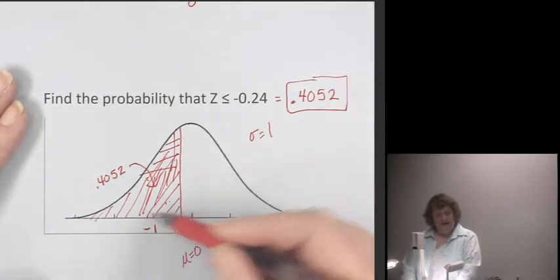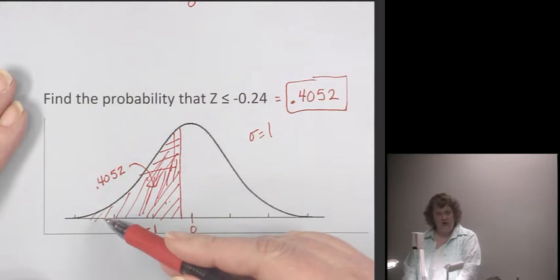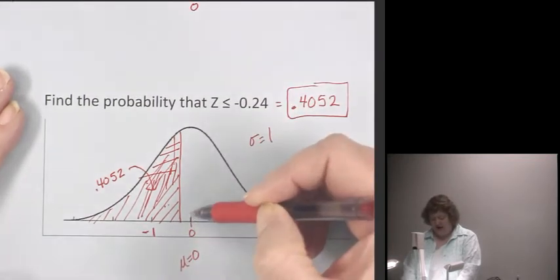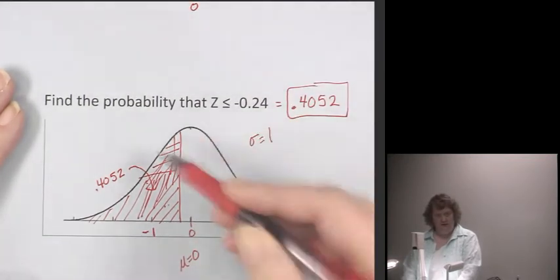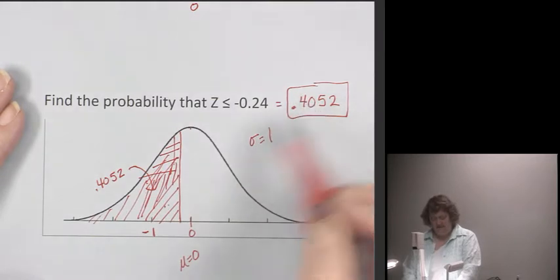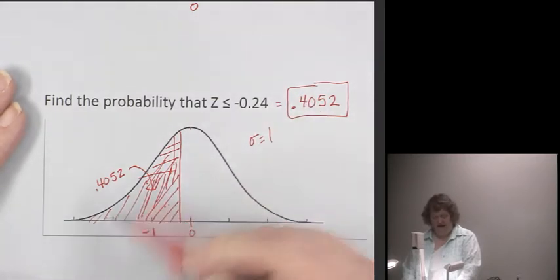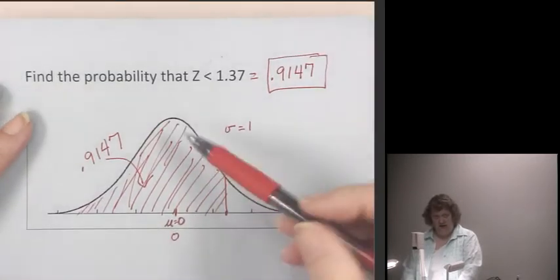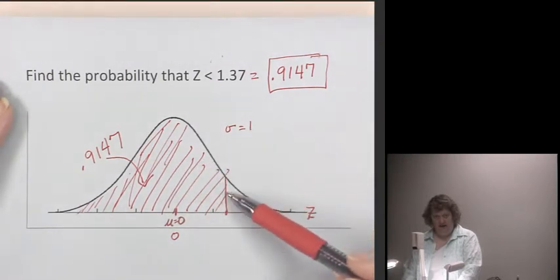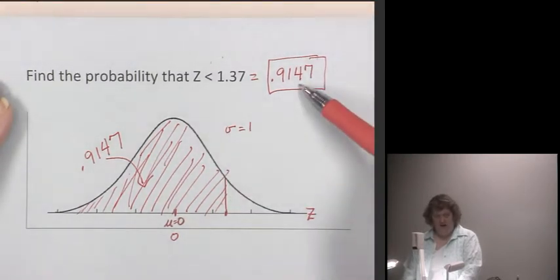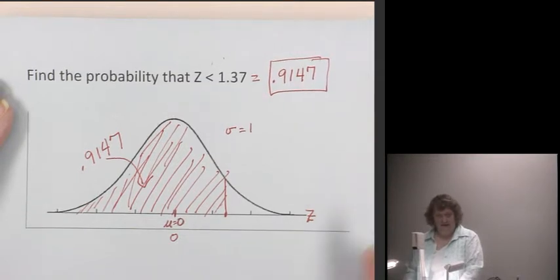The other thing, as you do this, notice that these answers are reasonable. This area is a little less than half the chart. Half the chart area would be right here at 0. This is less than half, and I've shaded less than half the area. This one I shaded way more than half the area, and I got way more than half the area for my answer. So the answers were reasonable.